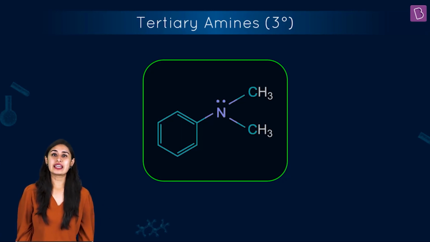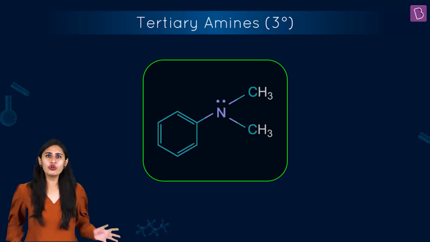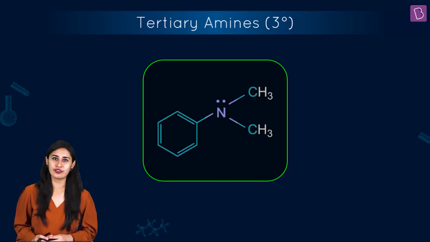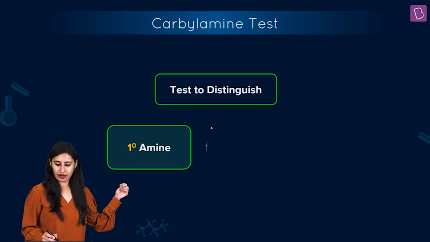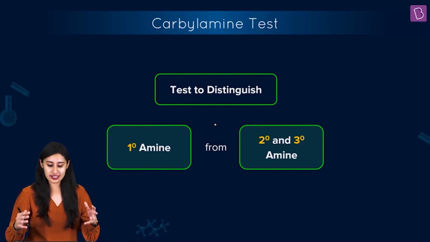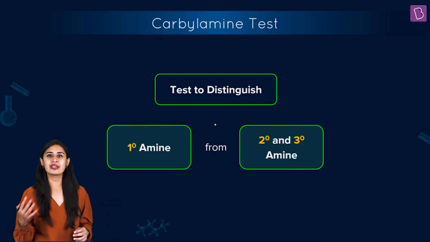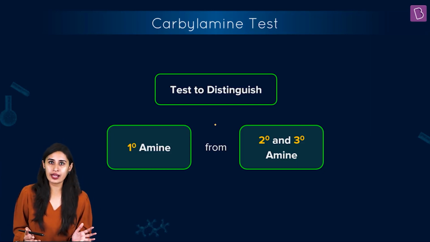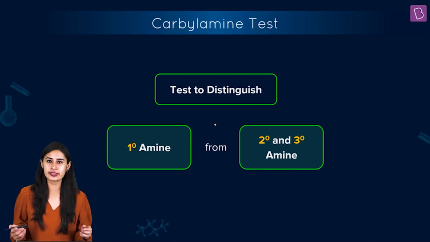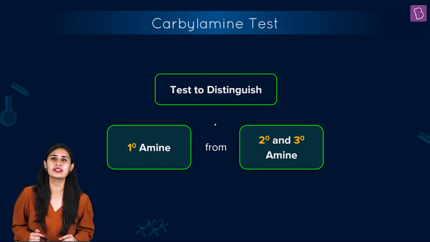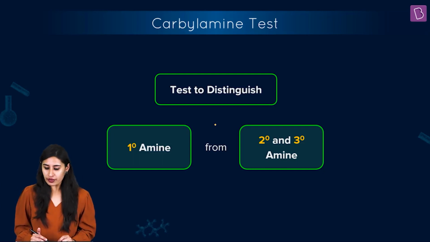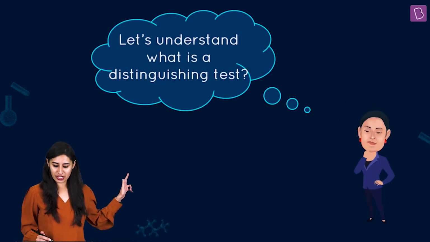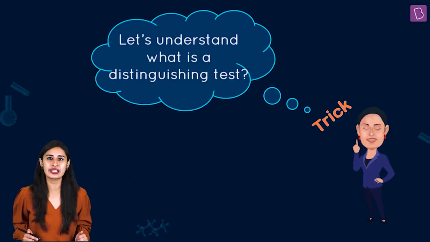And the moment I say carbylamine test, you should know which degree of amine will give a positive test. So when I talk about the carbylamine test, yes, it is used to distinguish 1 degree amine from 2 degree amine and 3 degree amine. Before I start telling you what is formed in this carbylamine test, it's very important for you to understand what distinguishing tests are, and how to call some test a distinguishing test. So it's very important to address this very question: what is a distinguishing test?